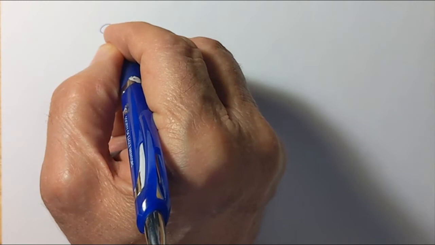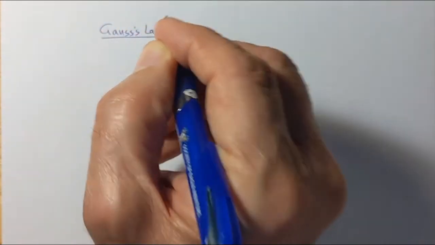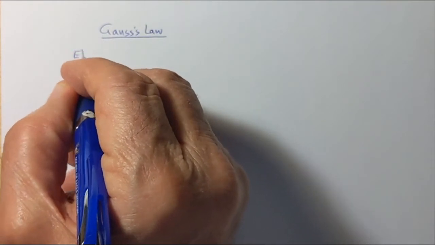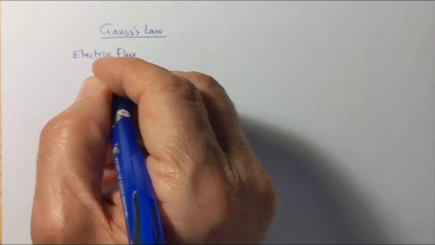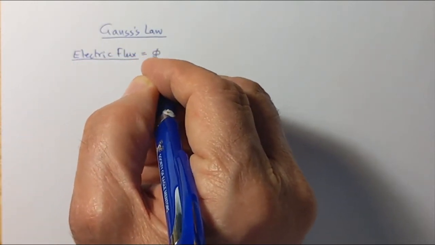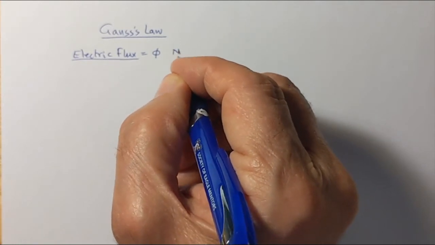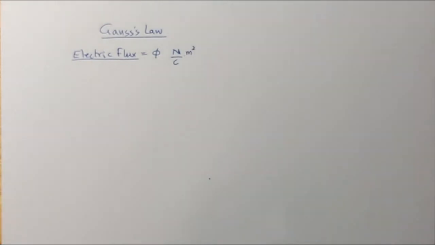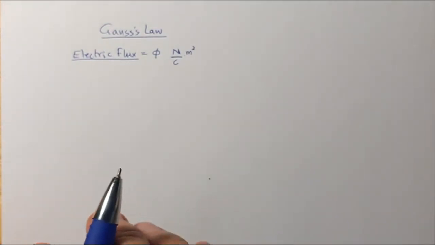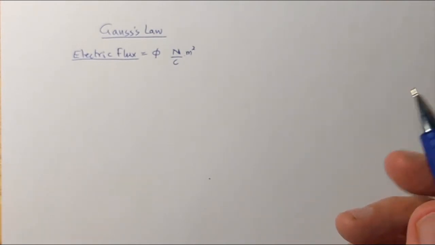We now look at Gauss's law, for which the first thing we need to see is what we mean by electric flux. This is written as phi, and the units are newtons per coulomb and a meter square. Now, the flux is how much of something passes through a unit area or a given area.